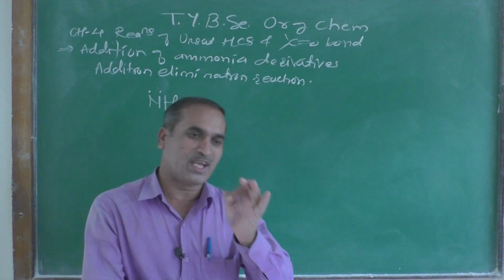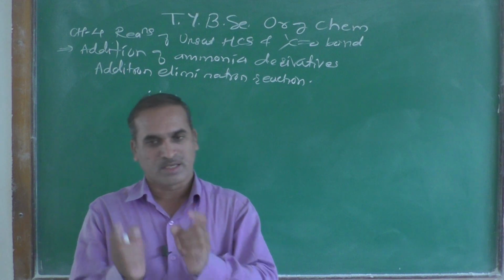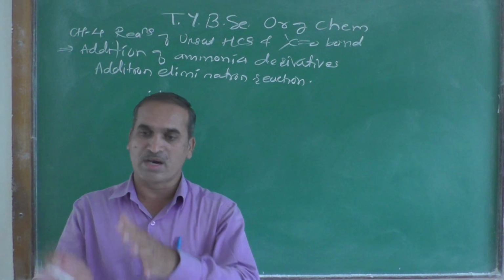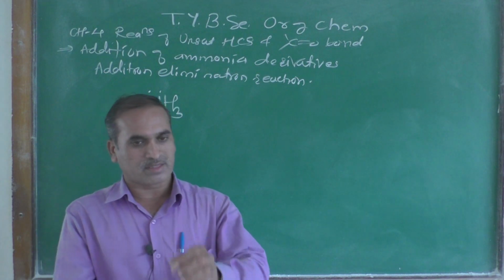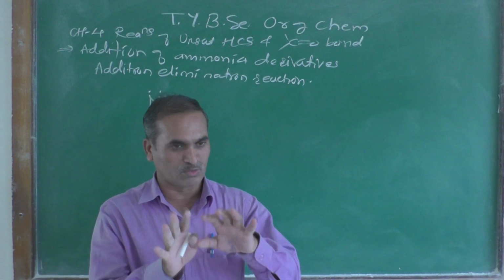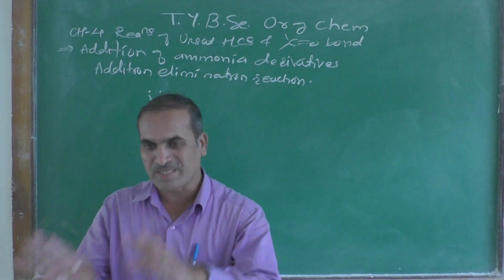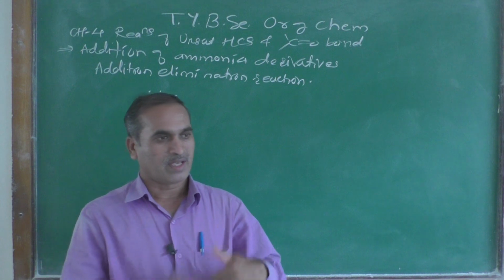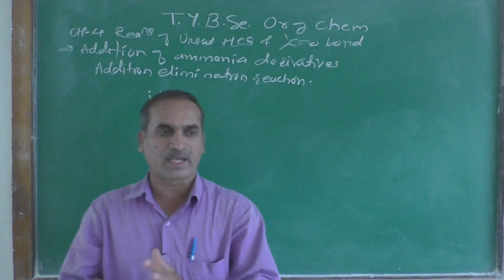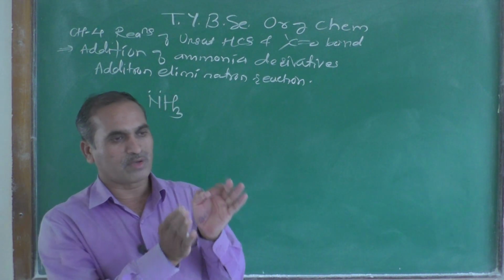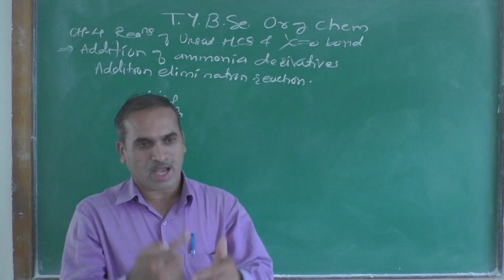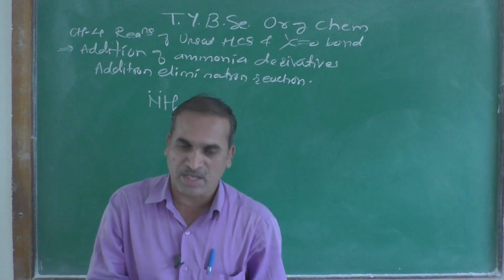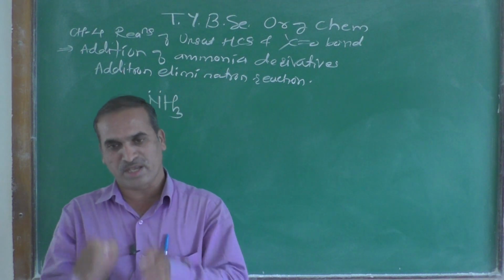Do you know the nature of this ammonia? Yes. What is it? It is basic in nature. At the beginning, in chapter number 4, we have seen basicity, acidity, this type of concept, and their application we have learned, right? Now here what I am trying to explain is that this ammonia is basic in nature. Why is it basic in nature?